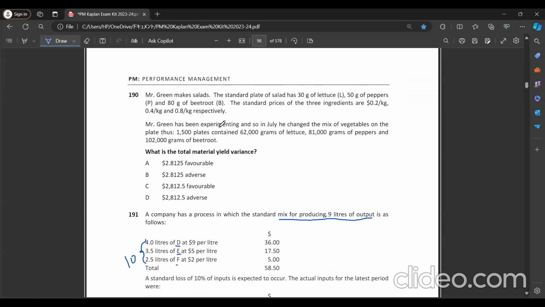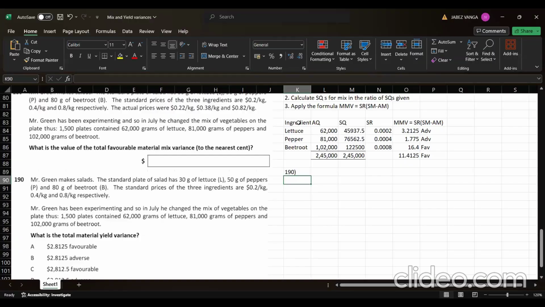After that, Mr. Green has been experimenting, and so in July, he changed the mix of vegetables on the plate. Thus, 1500 plates contained 62,000 grams of lettuce, 81,000 grams of pepper, and 102,000 grams of beetroot. What's the total material yield variance? So let's answer this one in Excel. We do know that there are three ingredients: lettuce, pepper, and beetroot.